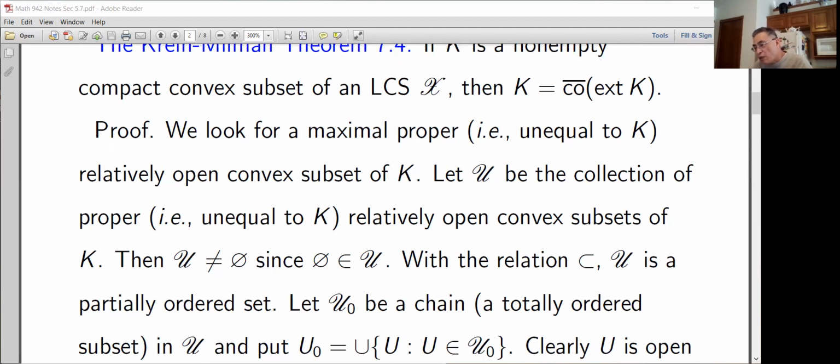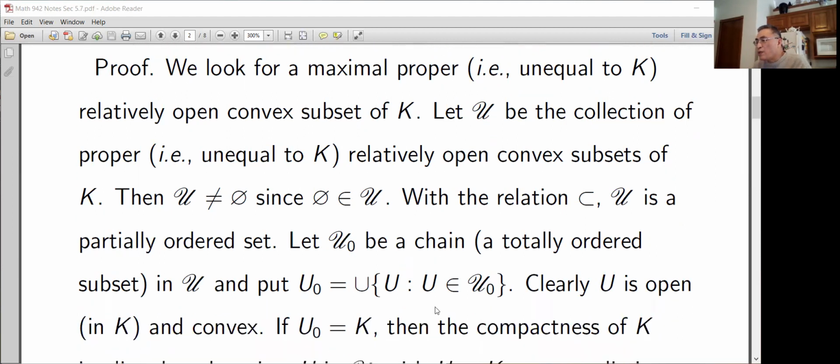And we put the big U0 equal to the union of all U, where U is a member of the collection U0. So this big U0 is the union of all members of U0. Clearly, it is open and convex.